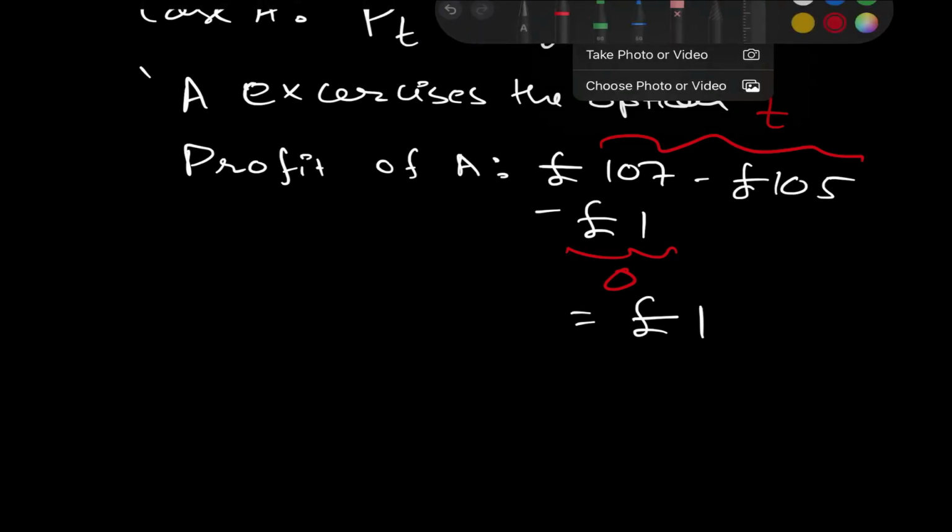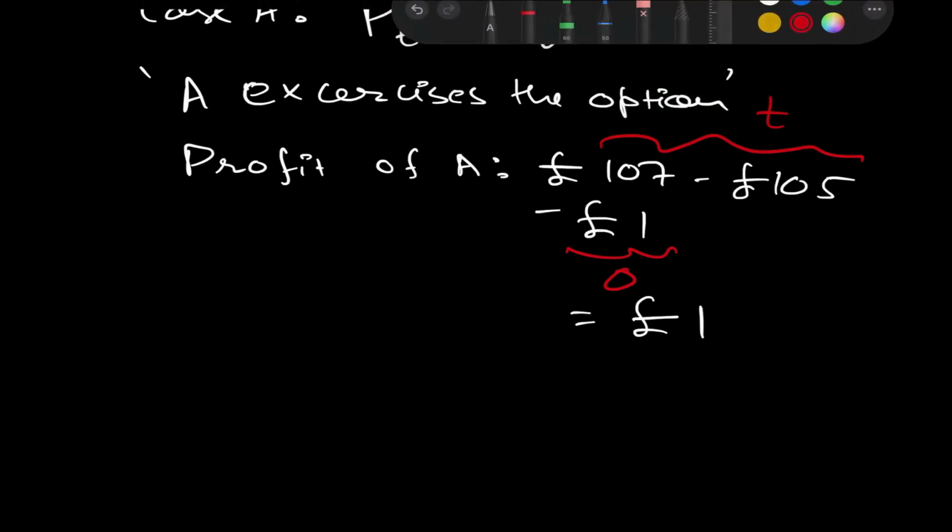Loss of B will be, whatever is the profit of A will be the loss of B. That is how it works. That's how simple it is.